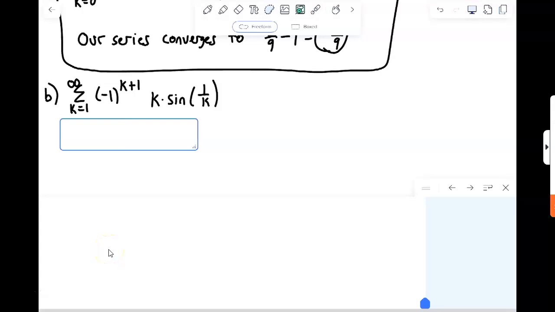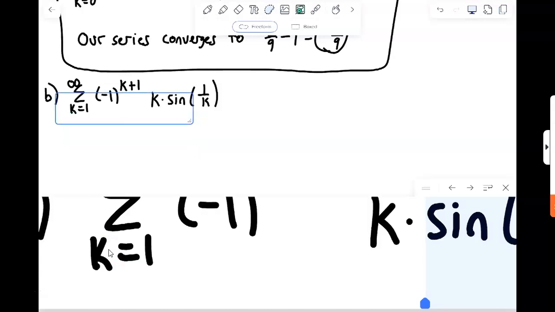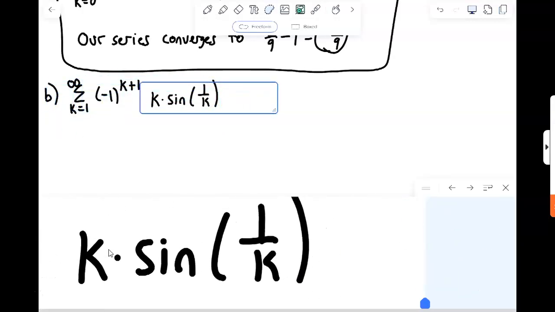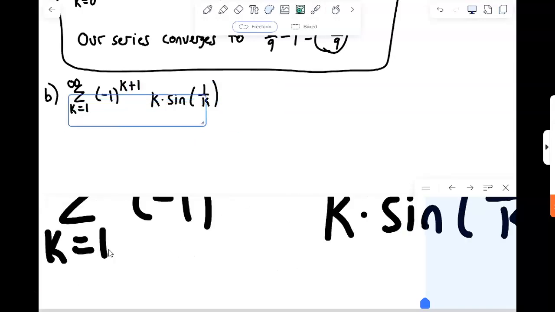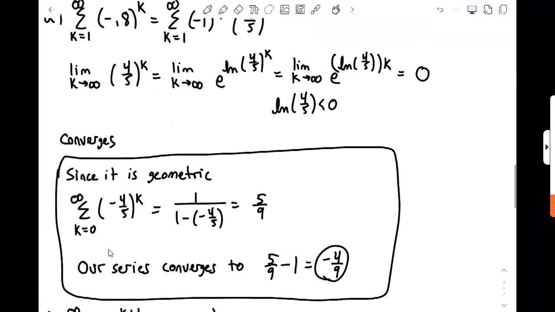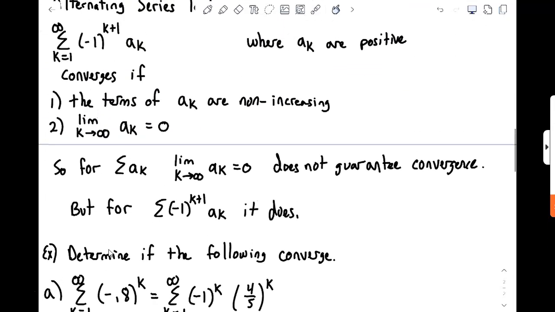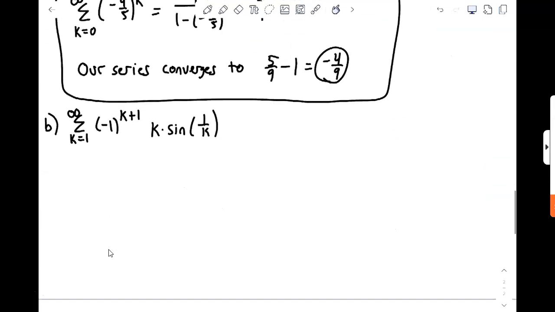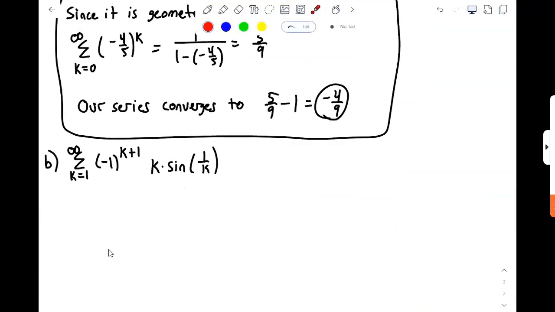Okay, so let's consider the infinite series: the sum as k goes from 1 to infinity of (-1)^(k+1) times k sine of 1 over k. So the first thing, alternating series, again, had really three conditions. Condition 1 is that our terms need to be positive, non-increasing, and the limit needs to go to 0. Okay, so first of all, these terms are positive.